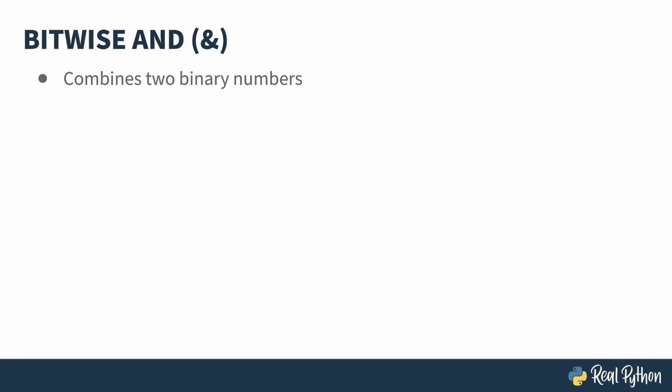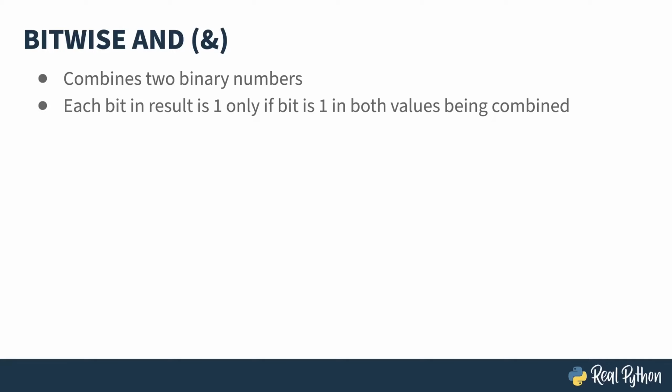Bitwise AND, noted as a single ampersand in most programming languages, combines 2 binary values into a result. Each bit in the values being combined is compared. If they're both 0, the resulting value is 0. If either of them is 1, then the resulting value is still 0. And if they're both 1, the result is 1.